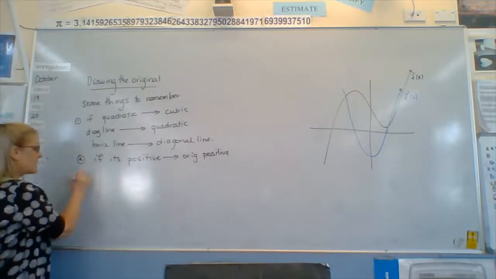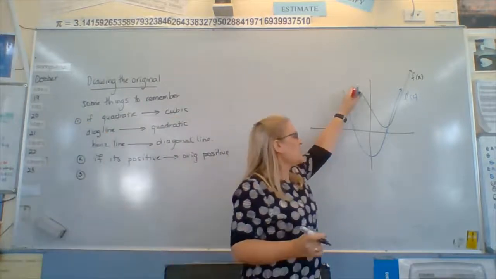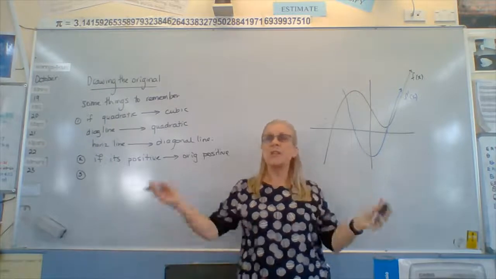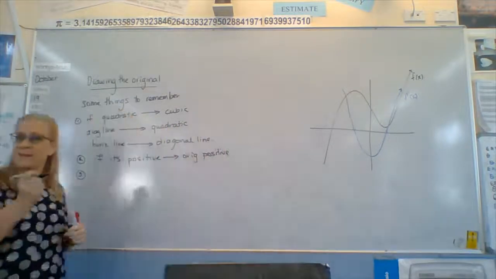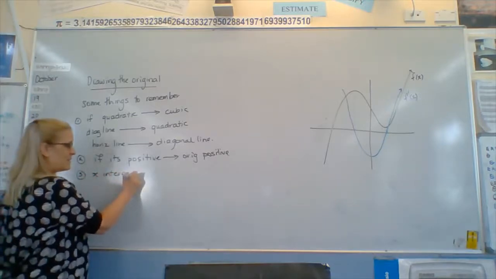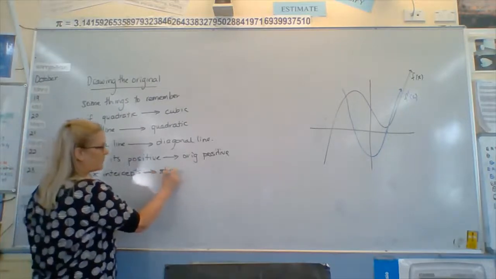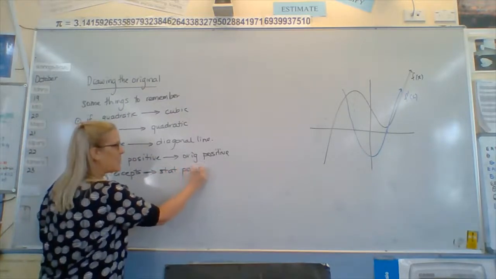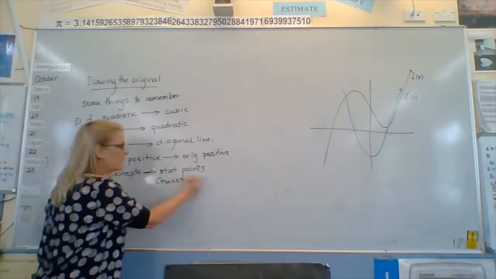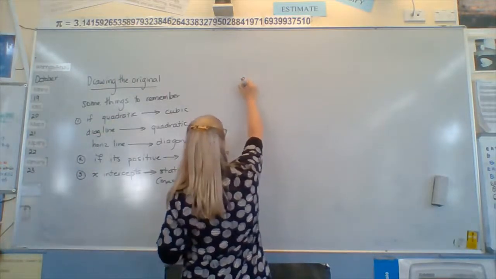And the last thing is, in this case, our maximum and minimum told us where our x-axis cuts were. So turn that around. X-intercepts tell us where our stationary points are. That's our maximums and minimums. Okay, so let's have a look at a couple.